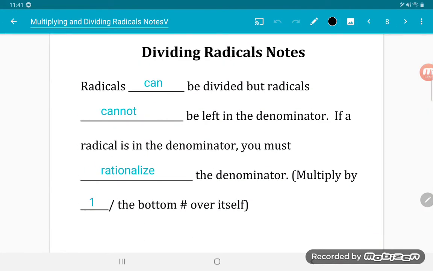The next page, your notes are dividing radicals. So radicals can be divided, but radicals cannot be left in the denominator. So your final answer cannot have a radical in the denominator. If a radical is in the denominator, you must rationalize the denominator, multiply by 1, which is the bottom radical over itself. So I'm going to show you how to do that as well.